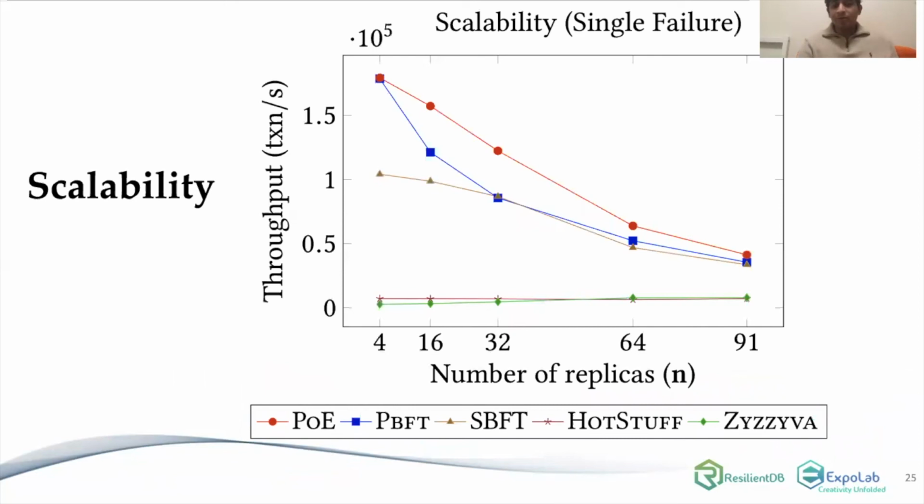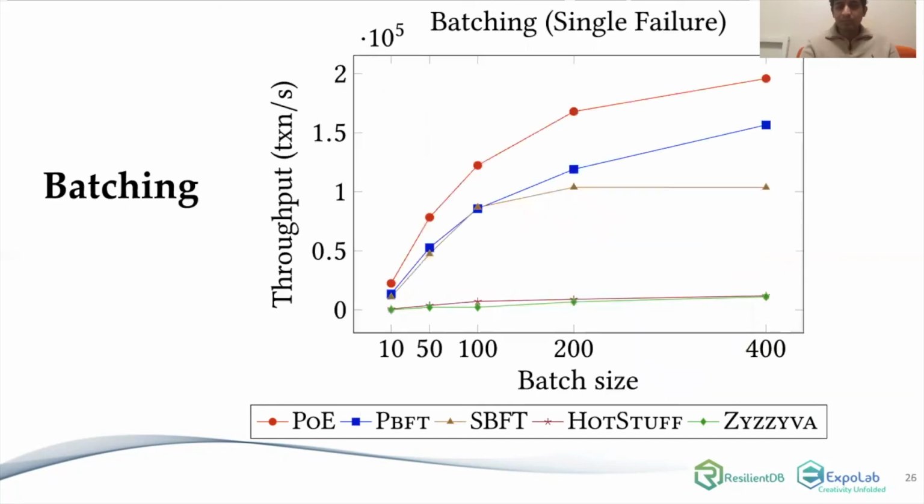So, the first graph which we'll show tries to measure scalability, tries to see how PoE and other protocols scale. Basically, we compare PoE against four other protocols, PBFT, SBFT, HotStuff, and Zyzzyva, and we scaled from 4 replicas to 91 replicas. And what we see is that PoE scales much better than all other protocols, even if there are failures. Next, we thought of seeing, do these protocols benefit if there is batching? And what we see is that that is not the case. PoE still performs better in comparison to other protocols, and it continues gaining good performance with larger batches.